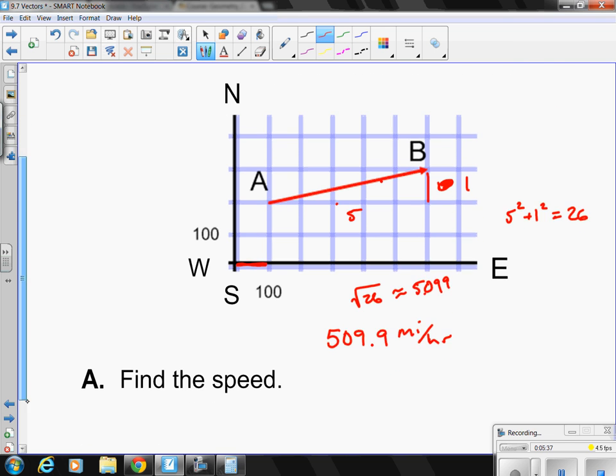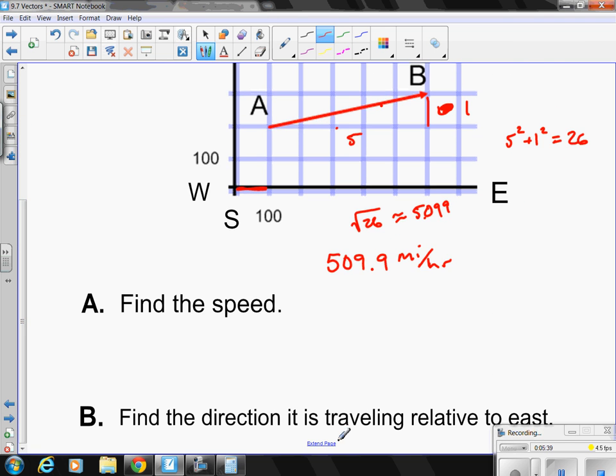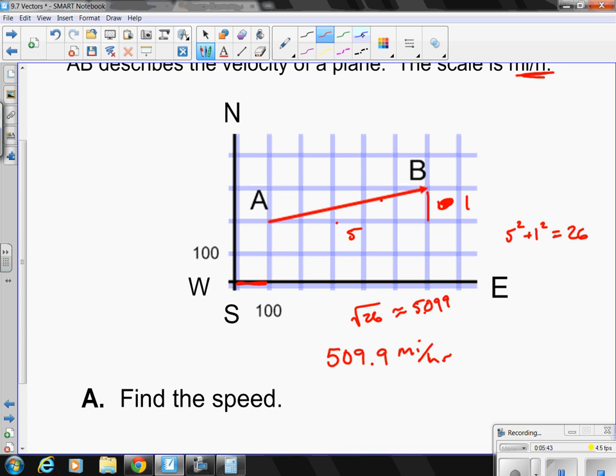So that's our speed. Find the direction of travel relative to east. Well, here is east. I want to know the direction of travel. I want to know what this angle is relative to east. So I can use my ratios here, and this is my opposite side, that's my adjacent side. Opposite and adjacent is tangent. If you memorize SOHCAHTOA, it helps out.